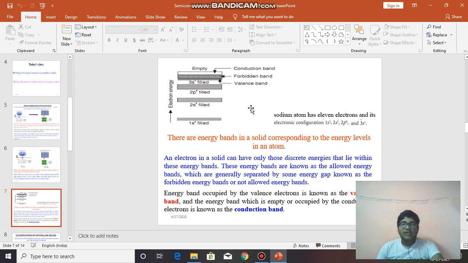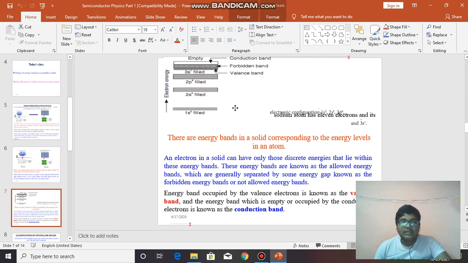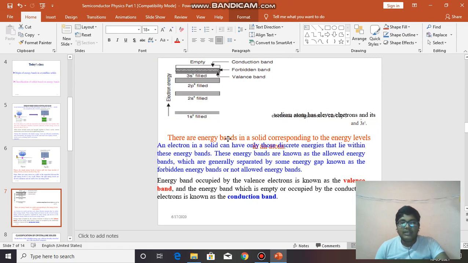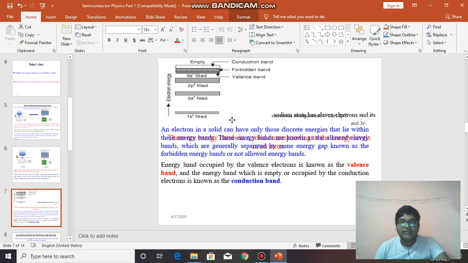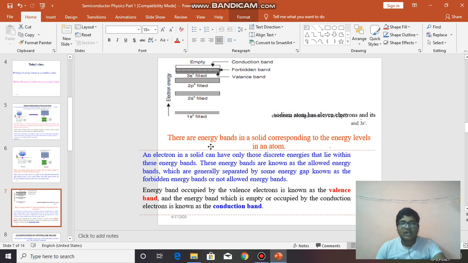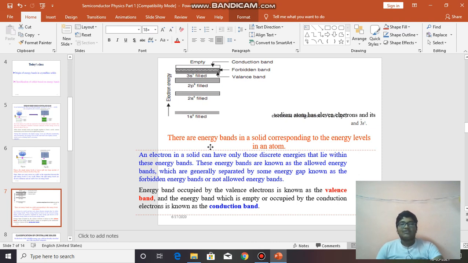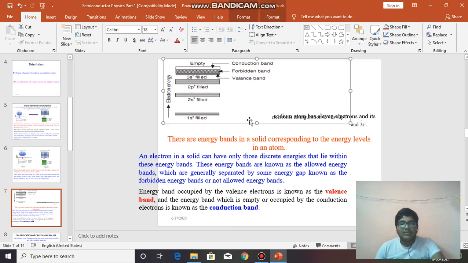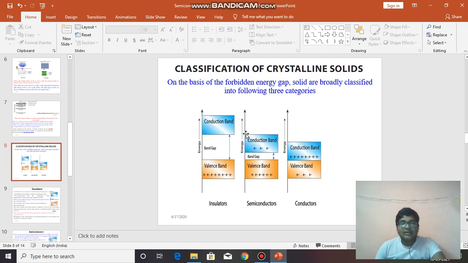There are energy bands in a solid corresponding to the energy levels in an atom, as shown in the diagram. An electron in a solid can have only those discrete energies that lie within the energy bands. These energy bands are known as allowed energy bands, which are generally separated by some energy gap known as forbidden energy bands, or not allowed energy bands. The energy band occupied by the valence electrons is known as the valence band, and the energy band which is empty or occupied by conducting electrons is known as the conduction band. So this is the difference between the energy band, valence band, and conduction band.